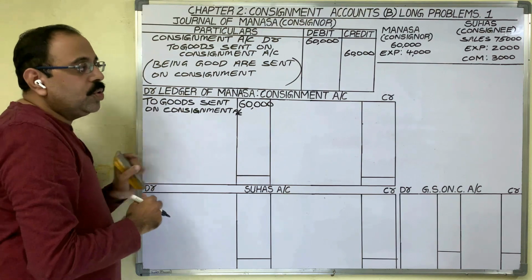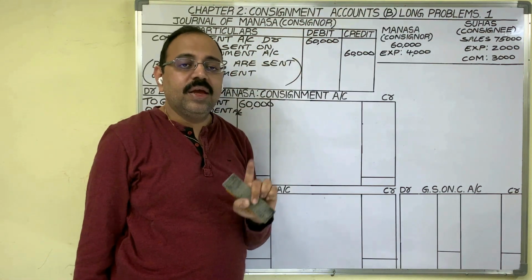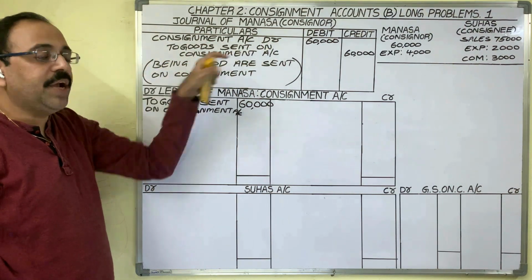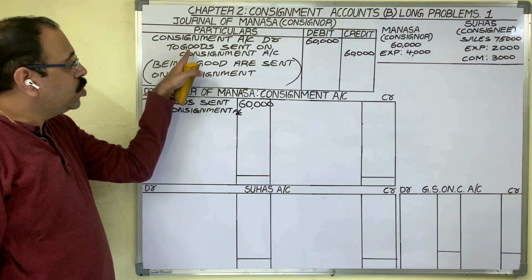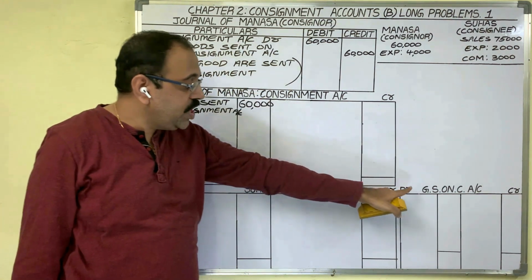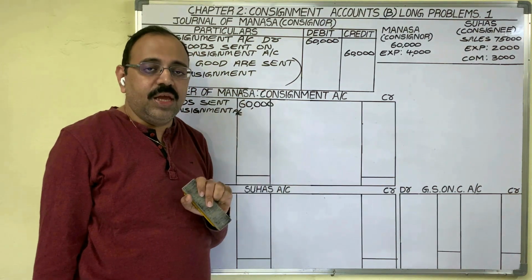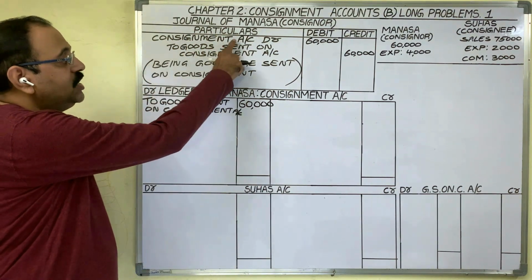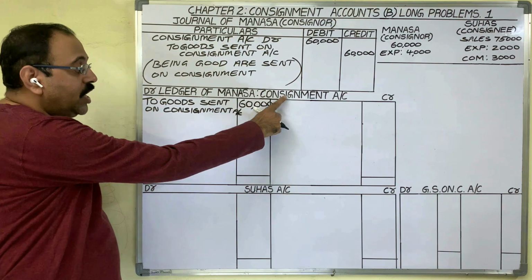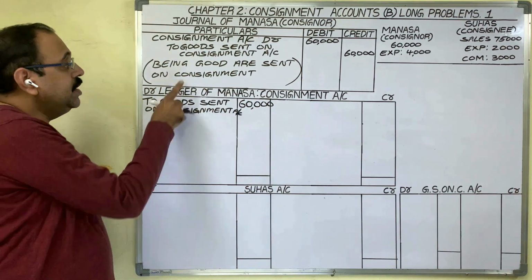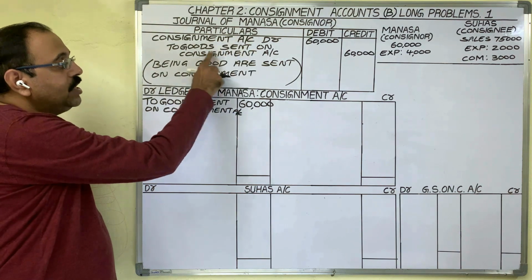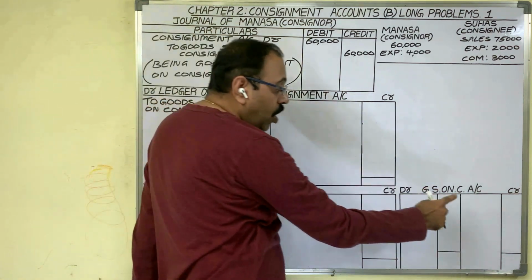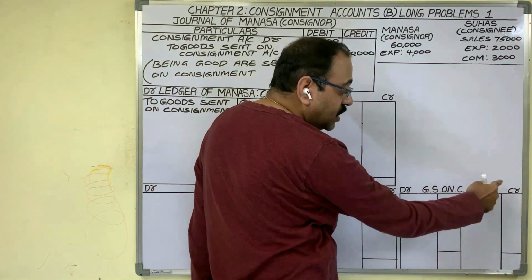So remember, when goods are sent on consignment basis, the entry is consignment account debit to goods sent on consignment account. Even the goods sent on consignment account we are preparing now, so the same entry has to be posted in this account also. As consignment account is debited, we have posted this entry on the debit side of the consignment account. And in the journal entry, goods sent on consignment account is credited. Therefore, this entry is to be posted on the credit side of goods sent on consignment account.